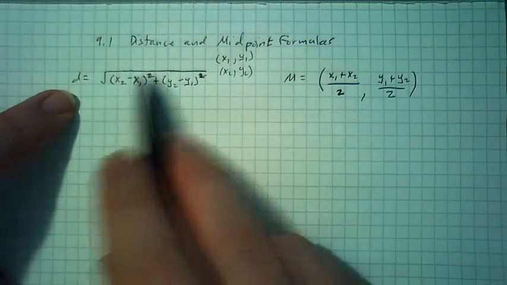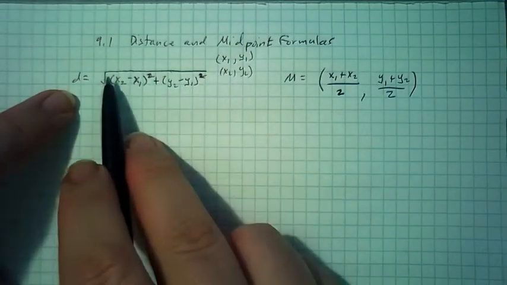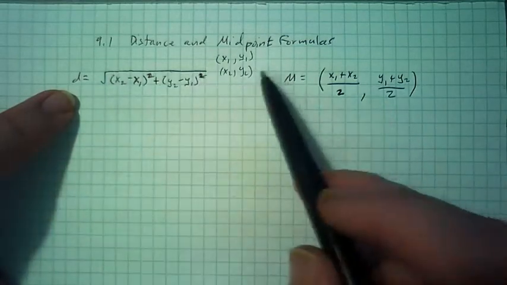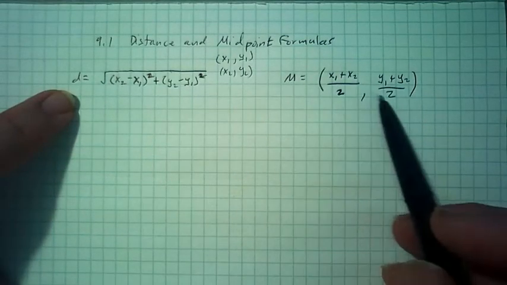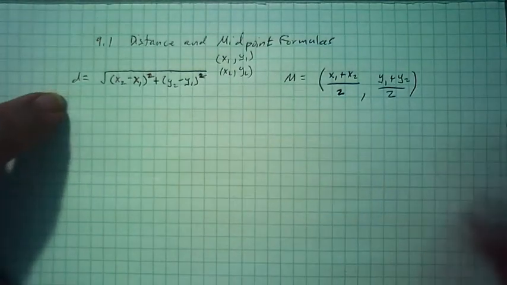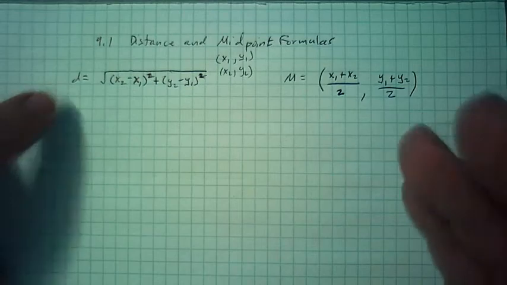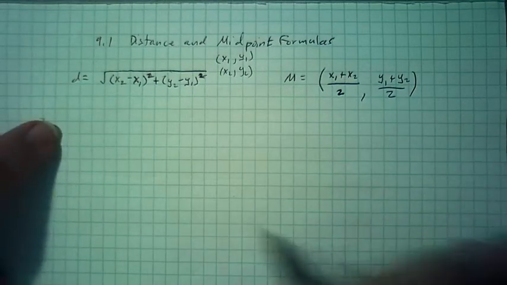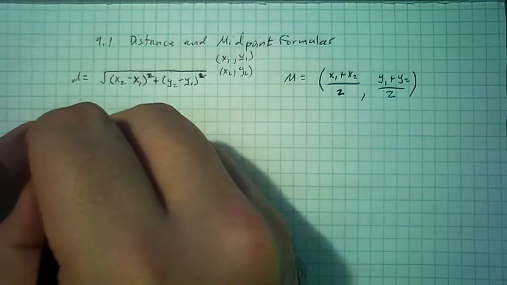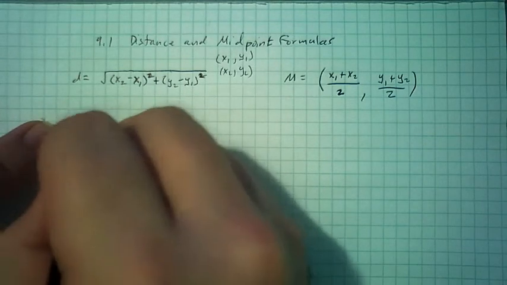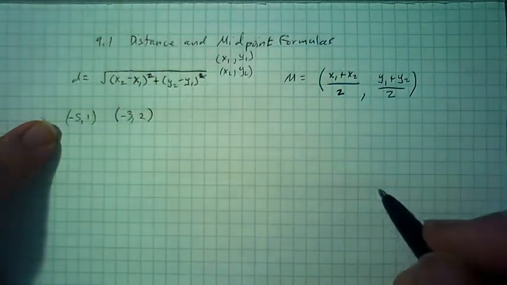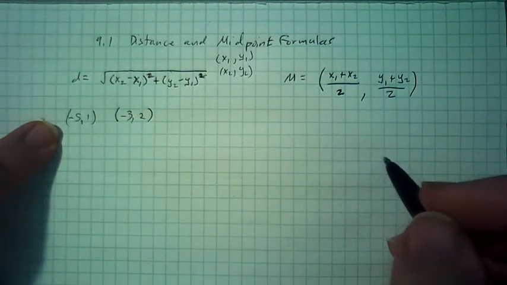So to find the distance between two points, you subtract the x's, subtract the y's, square them, add them together, and take the square root. To find the midpoint, you average the x's and average the y's, and that gives you your midpoint. The rest is examples, so let's do a few. Let's find both the distance and midpoint between negative 5, 1 and negative 3, 2. Understanding that I do not guarantee these are nice ever.